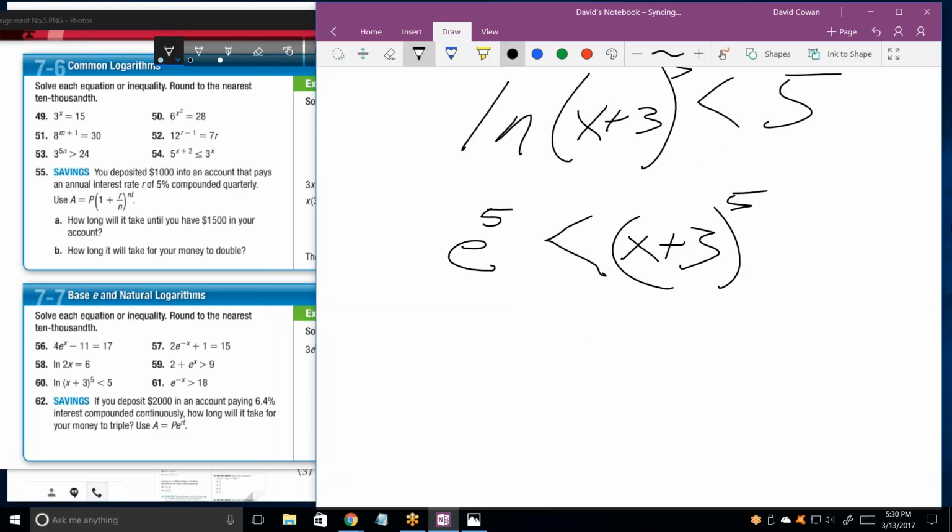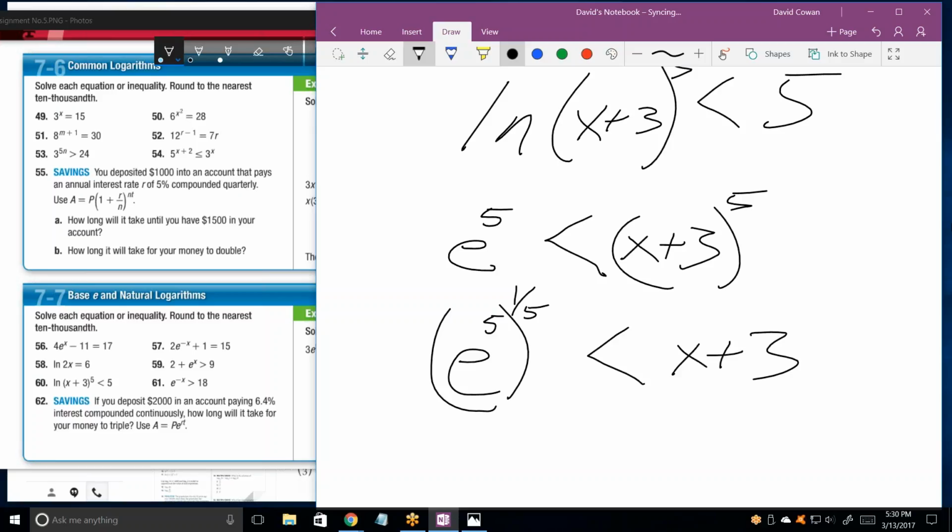e to the 5th will be a number, so it's a positive number. So I can take the 5th root of both sides. Taking the 5th root of the left side leaves me e, and leaves me x plus 3 on the right side. So I get e is less than x plus 3, which means x is greater than e minus 3.